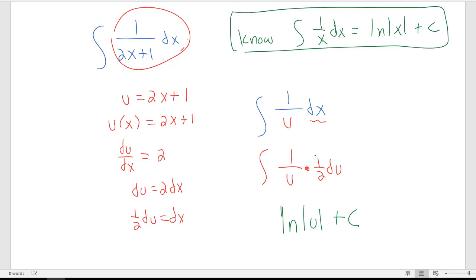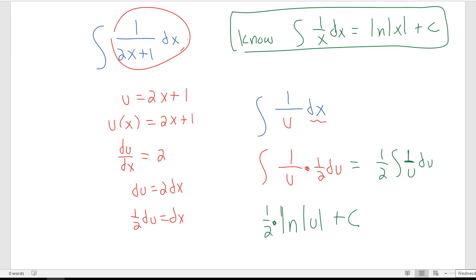Now, I've gotten a little lazy in my conversation, and this 1/2 that I'm circling here, I need to have in front as well. Remember, I'm really taking the 1/2 out as a constant, and I'm evaluating 1 over u. So the integral of 1 over x dx is ln of x. The integral of 1 over u du is ln of u. So these are the types of problems we're going to see in this section.